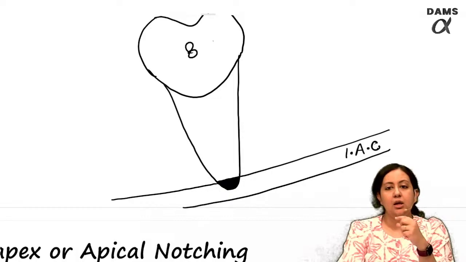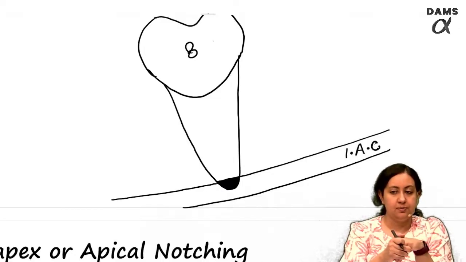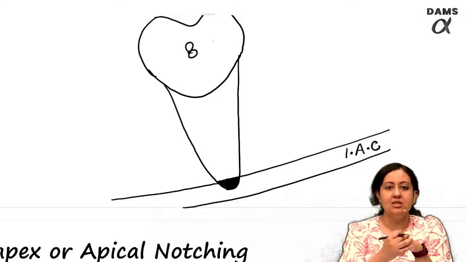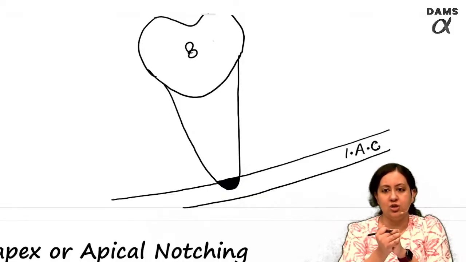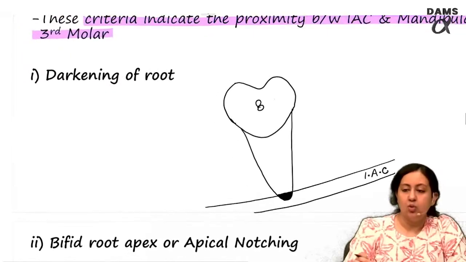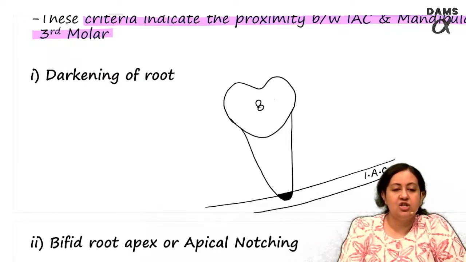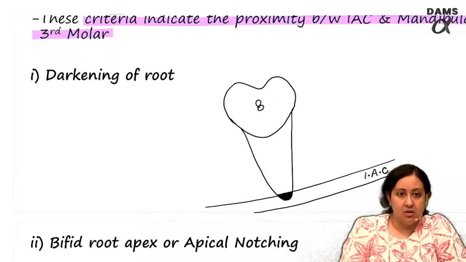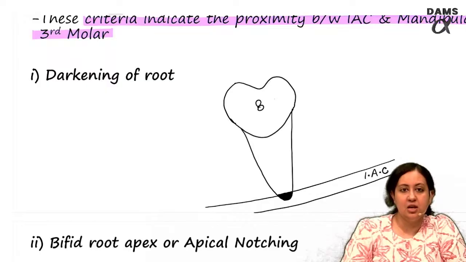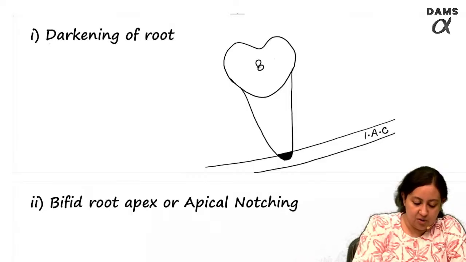The apical tip or apical third will be characteristically dark in comparison to the rest of the root. So this is one of the signs which suggests that the tooth and the inferior alveolar canal might be in close proximity to each other. In case you don't understand anything, please ask me in the comment section. We can make this session interactive, and in case you want me to repeat anything, I can repeat. You can also put in your questions in the comment section. So this is known as darkening of root.